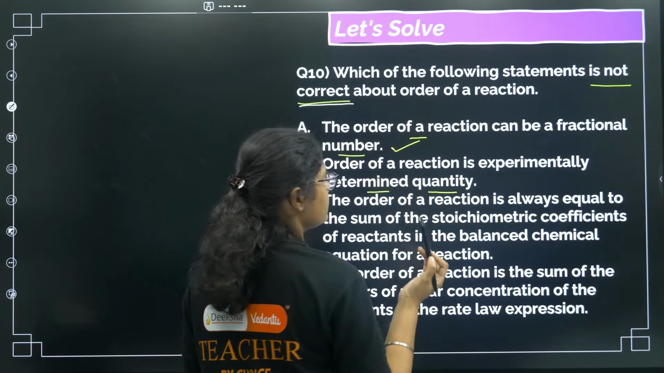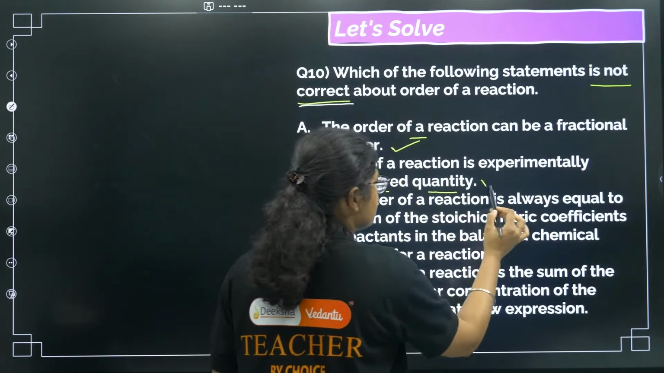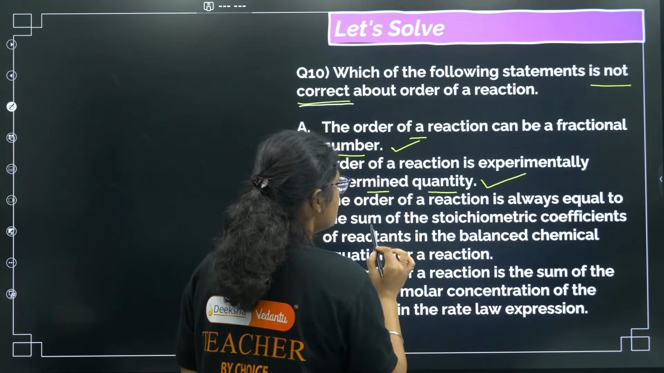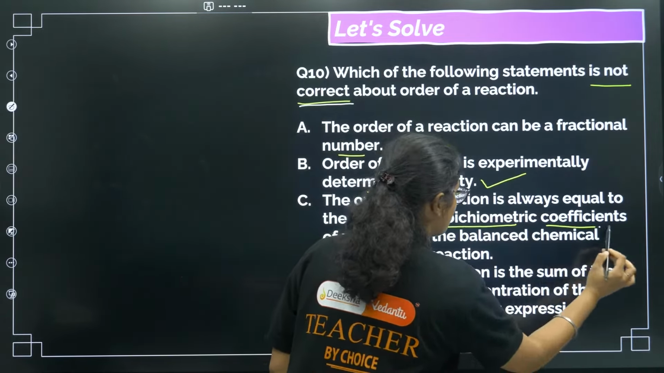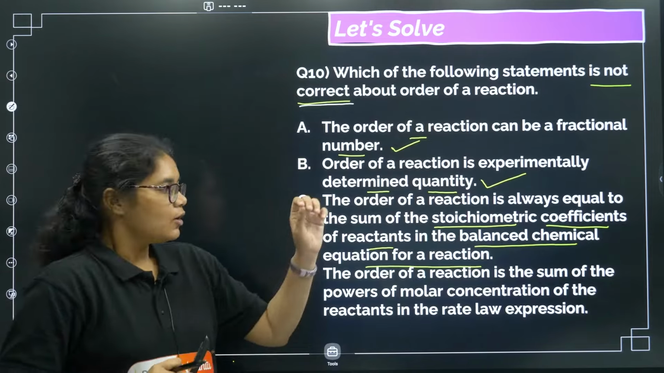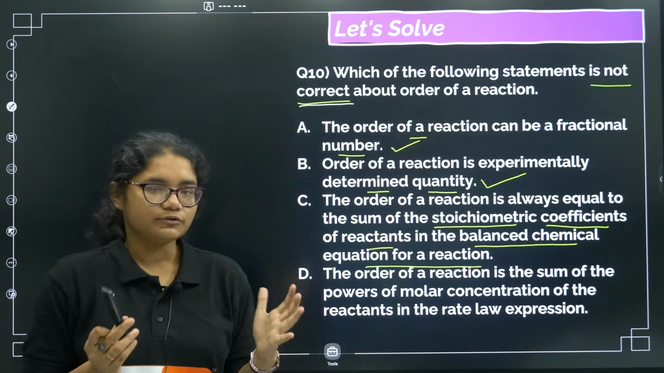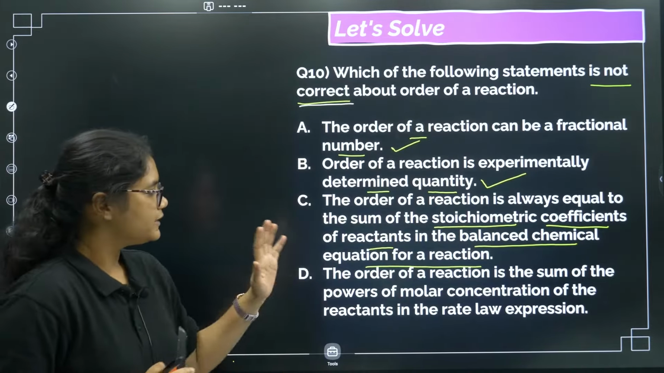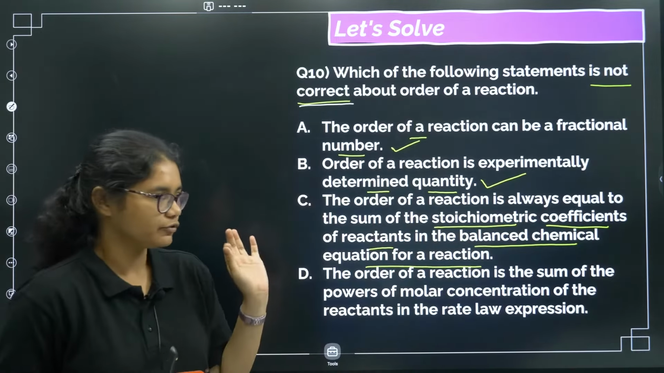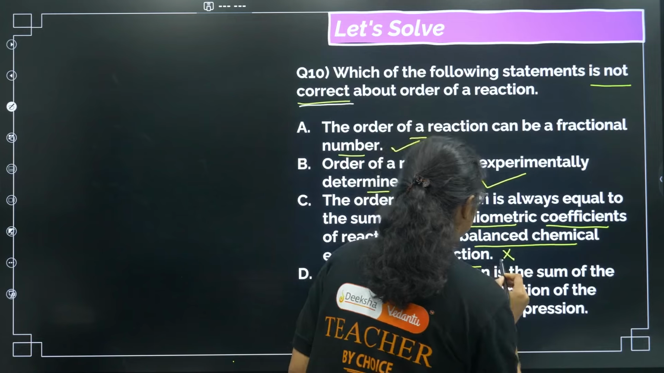So this statement is correct. Order is experimentally determined. This is also correct. Next, order of a reaction is always equal to the sum of the stoichiometric coefficients of the reaction in a balanced chemical equation. So I told you that order may or may not be equal to stoichiometric coefficients, right? It is not that it is always equal to the sum of the stoichiometric coefficients, right? So this statement is your incorrect statement.